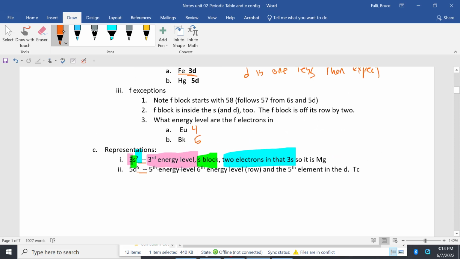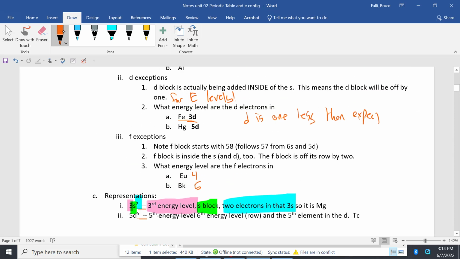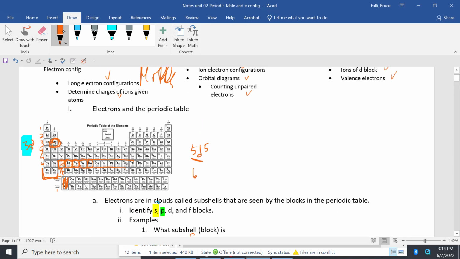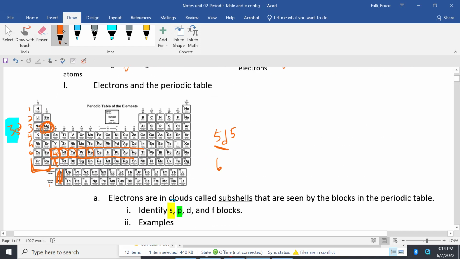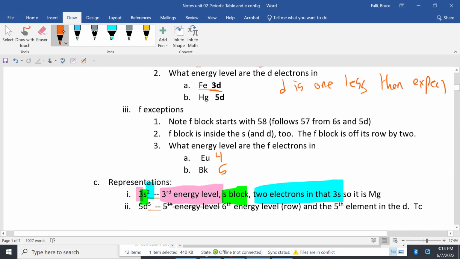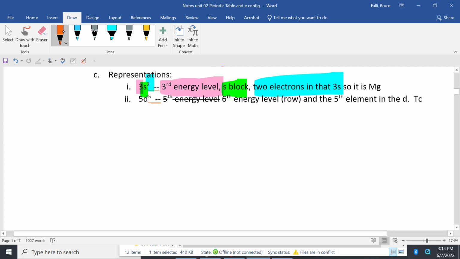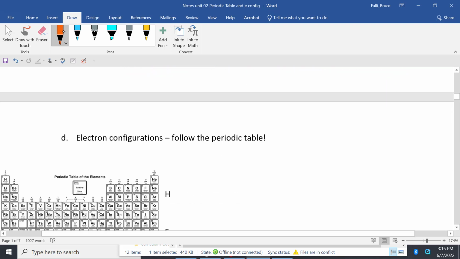Oh, did I do it wrong? 6th energy level, 5th element. Did I not count it right? 5th element, the D. 1, 2, 3, 4, 5, 6, 7, 8, 9, 10. No, that's right. So 6th level. Oh, no, that's right. My little answer key is wrong. It is rhenium. Shame on me. Rhenium.